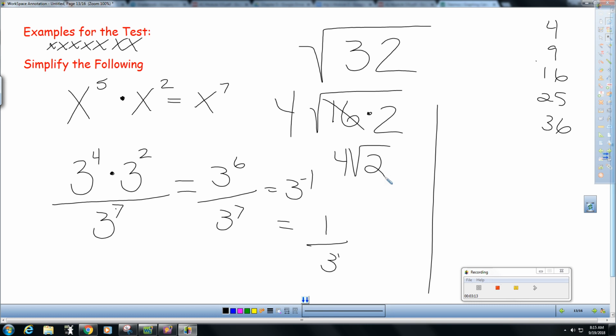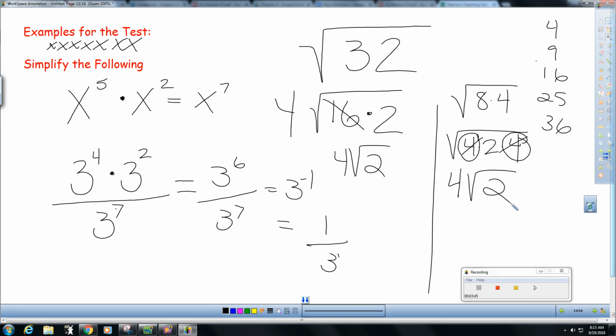Now, another way that I taught it was just to get it to its prime factorization and look for pairs. So 32. Most people think of it as 8 times 4, right? But 8 is 4 times 2, okay? Right? And then once you see a pair of 4s, you can pull those out. Because the square root of 4 times 4 is just 4. That's literally what the square root means. It's the opposite of multiplying something by itself. So far, so good?